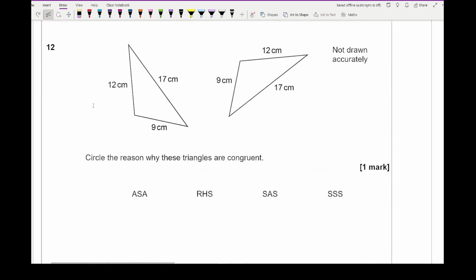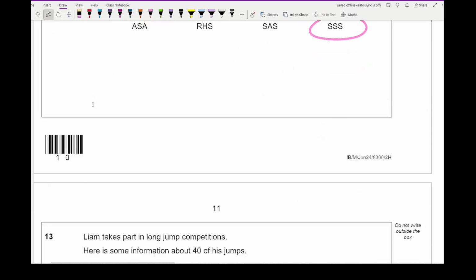Moving on to question 12, it says circle the reason why these triangles are congruent. So for this, we can see we've got a side the same, we've got another side the same, and we've got another side the same. So that's going to be SSS. So we just need to circle our last option.